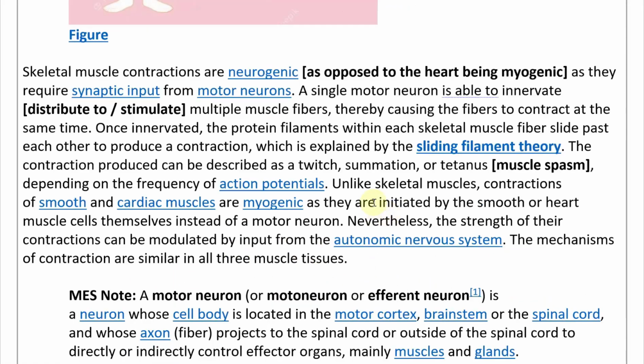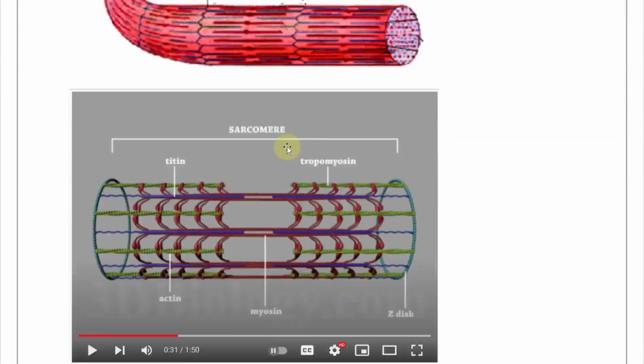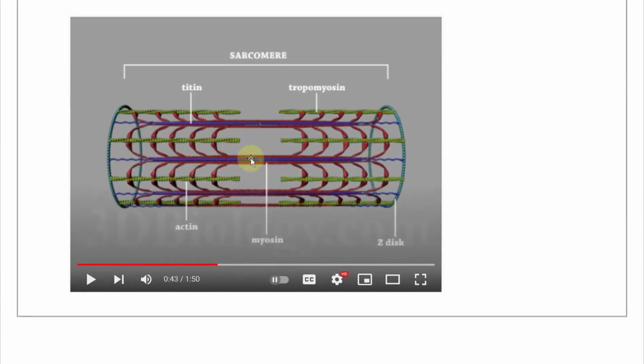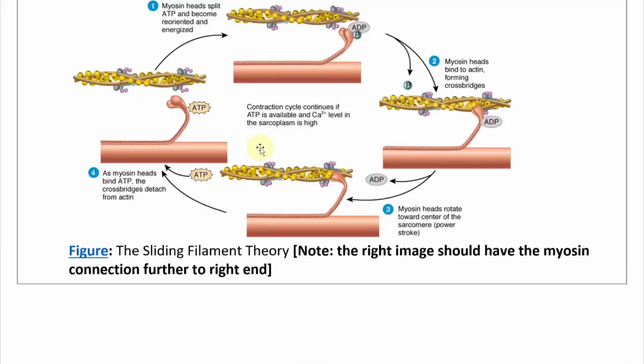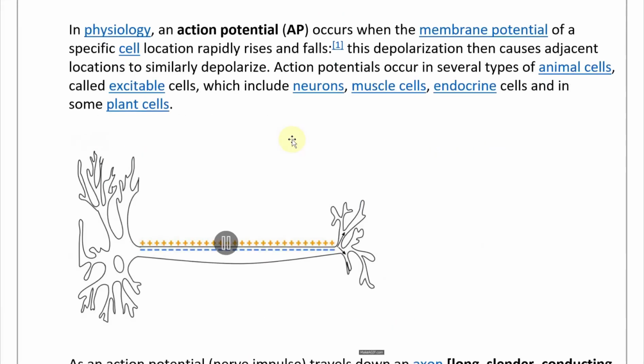Yeah, and if we scroll back up here, the skeletal muscles need a single motor neuron, which is able to innervate or stimulate muscle fiber cells, thereby causing the fibers to contract at the same time. So basically, the skeletal muscles require input from the action potential. You get the electric signal, which activates it, and then the filament kicks in, and the myosin grabs the ATP, etc., and it keeps contracting. So the mechanism is through the ATP, but the action potential is required to stimulate the muscle cells.